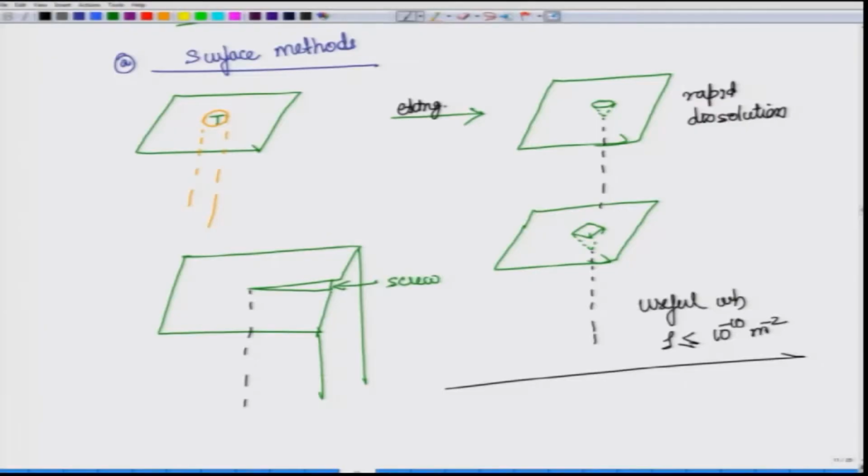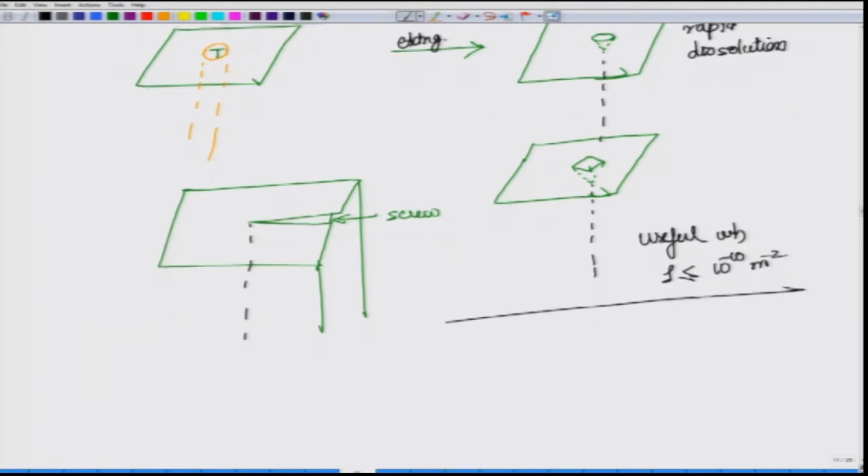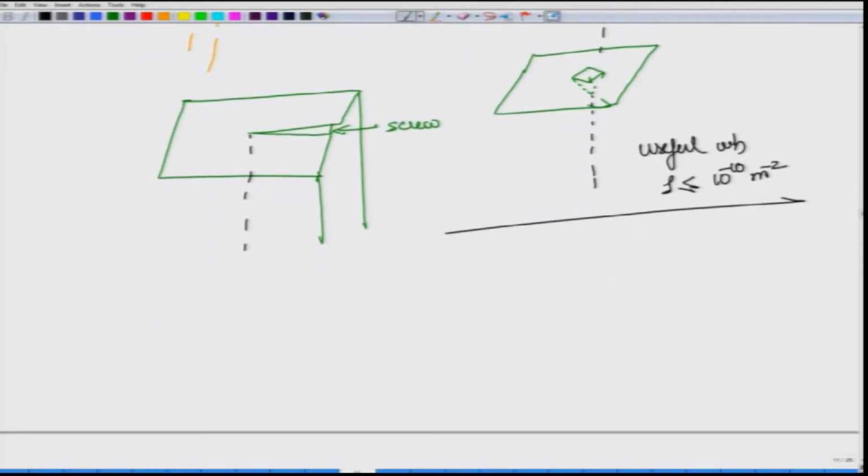Okay, so we looked at one method of dislocation observation, which is the surface method, where you do etching and then observe under an optical micrograph. And in fact, it is not all over. Let us see, there is a bit more information about this. When I said that it is useful for dislocation density less than 10 to the power 10 per meter square.